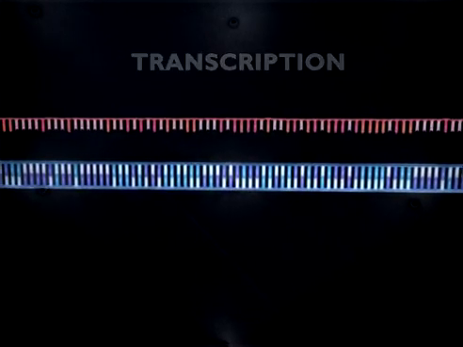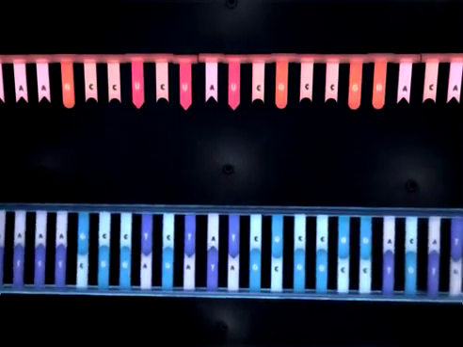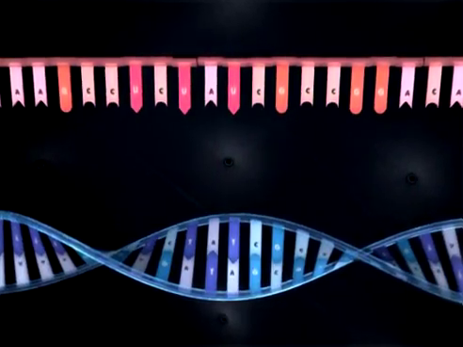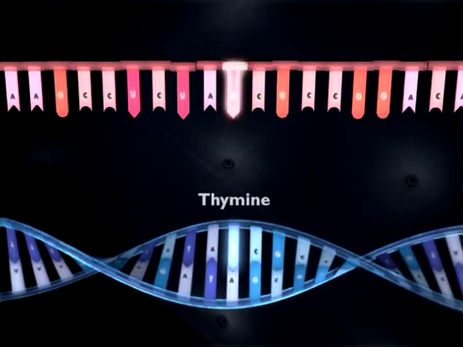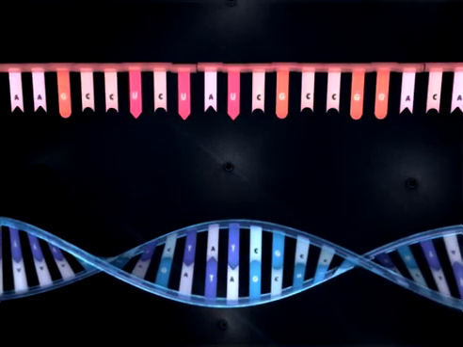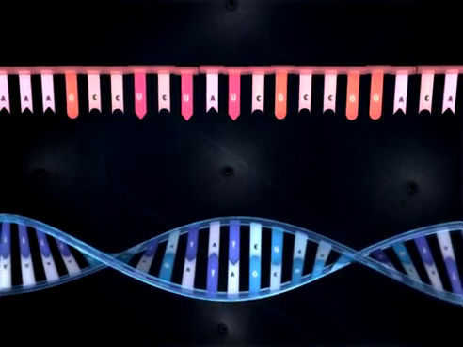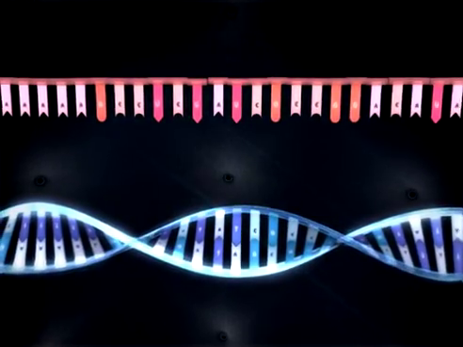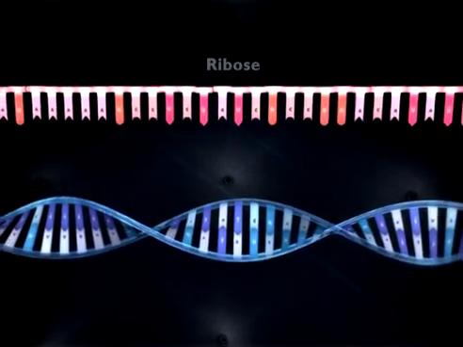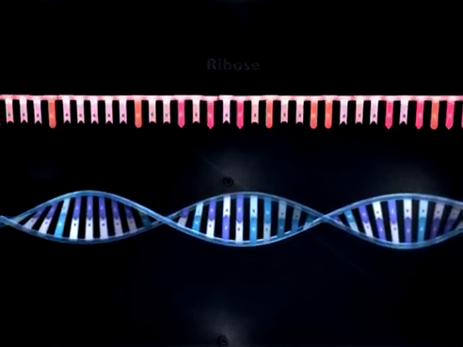Transcription is the process by which RNA is created from a DNA template. RNA is a chemical similar to DNA, but it differs in 2 ways. One is that it contains the nucleotide uracil instead of thymine. The other difference is that DNA has a backbone of 2-deoxyribose, while RNA has a backbone of ribose.